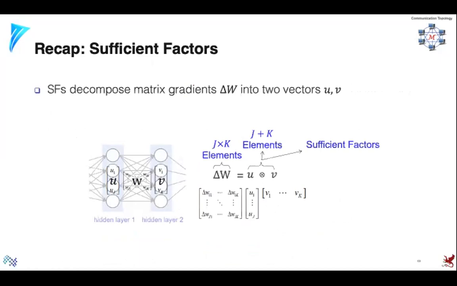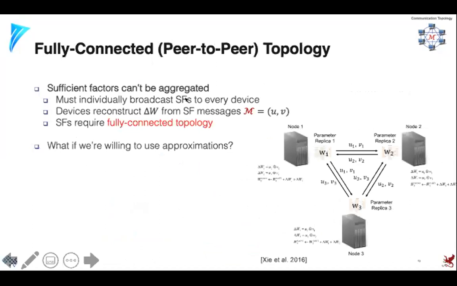We talked about sufficient factors multiple times already, and just to recap, they transmit vectors U and V instead of matrix gradients denoted by delta W. And this leads to a fully connected peer-to-peer topology because the sufficient factors cannot be aggregated or summed together, otherwise you can't reconstruct the delta W updates. And that forces this fully connected topology.